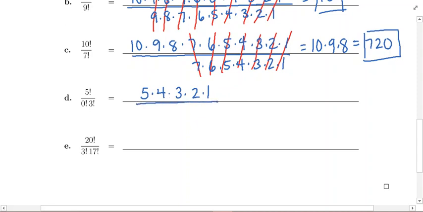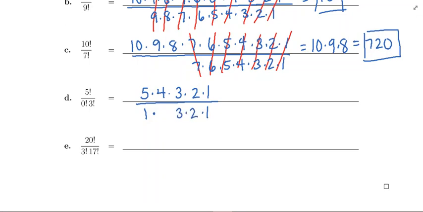In the bottom, 0 factorial is defined to be 1. Remember, we talked about that in the box at the top of the page. 0 factorial is 1. And then we're going to have to multiply that by 3 factorial. 3 factorial is 3 times 2 times 1.